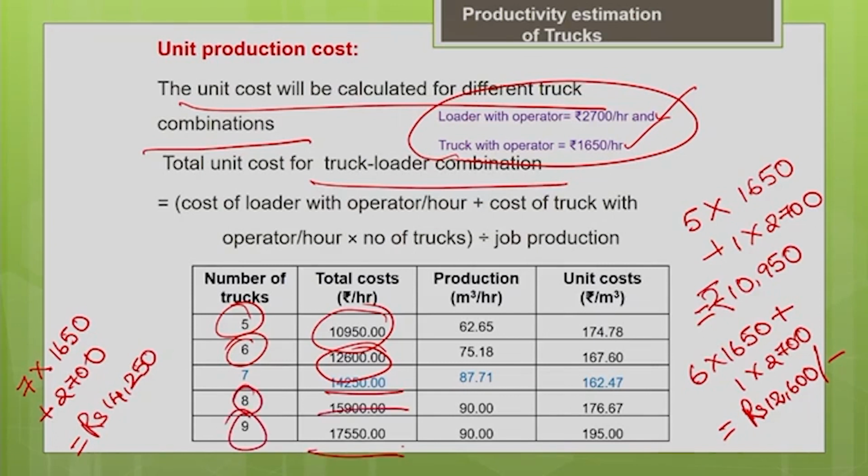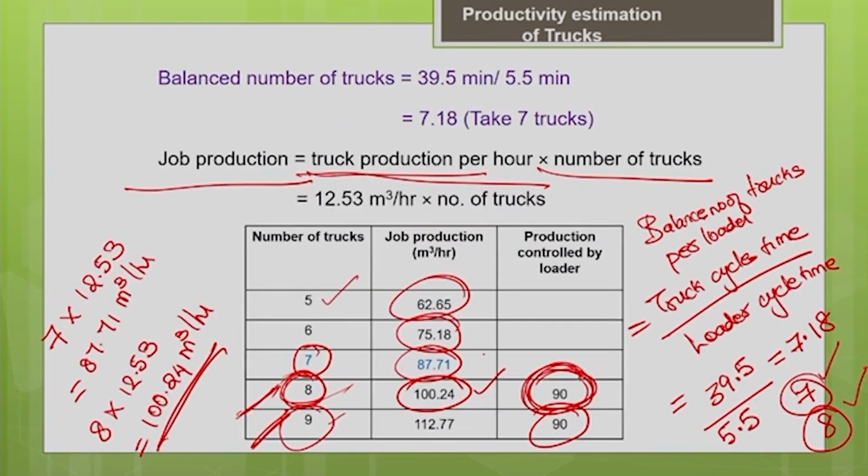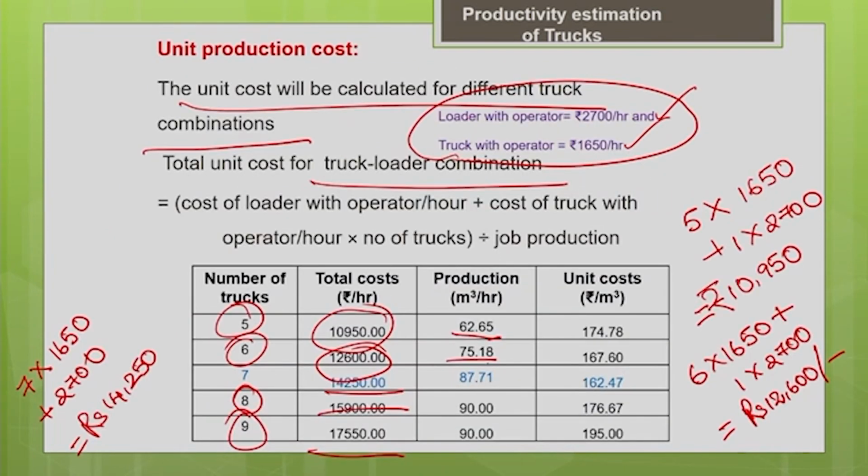Now, your productivity, already you have estimated the productivity in the earlier table, 62.65, 75.18, 87.71, but you have to note that beyond the balance number, the productivity will be only 90. I cannot go beyond 90, because beyond the balance number, the productivity is controlled by the loader, whose productivity is 90 meter cube per hour. That is why you can see the productivity is only 90 beyond the balance number. Now, you have to calculate the unit cost of production.